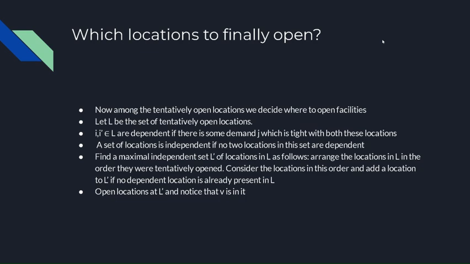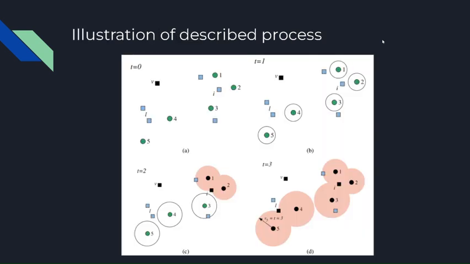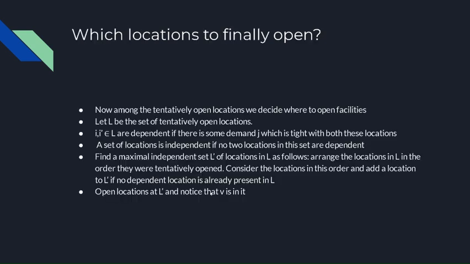For any two i, i dash which are elements of L, we call them dependent if there is some particular demand j which is tight with both of these locations. So here in this case, 1 had become tight at both locations. Now one of the locations we didn't open tentatively, but say that it was also opened, then both of them would be part of L, and for both of them 1 is becoming tight. So we will call these two locations dependent in that case. Currently they are not dependent, but this could have happened.